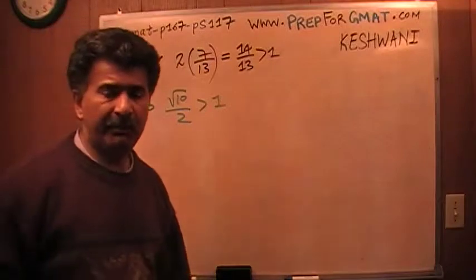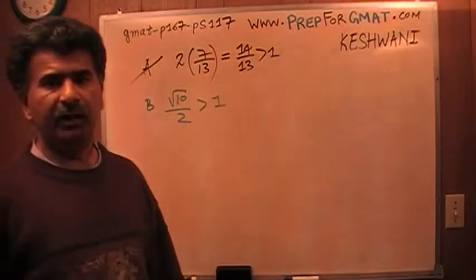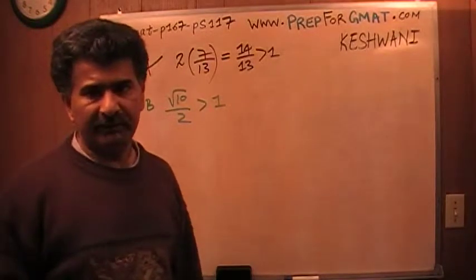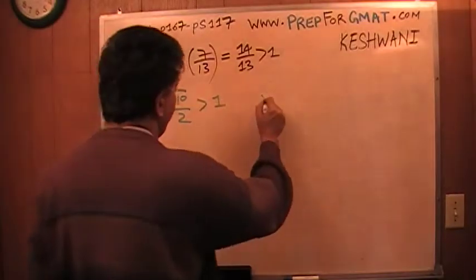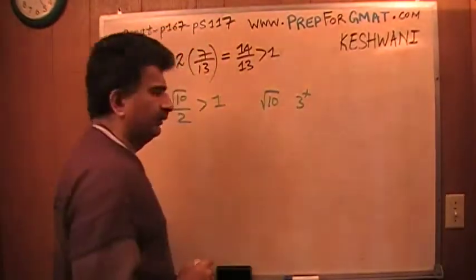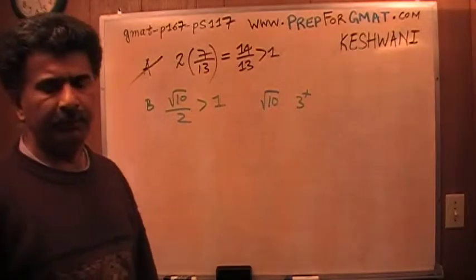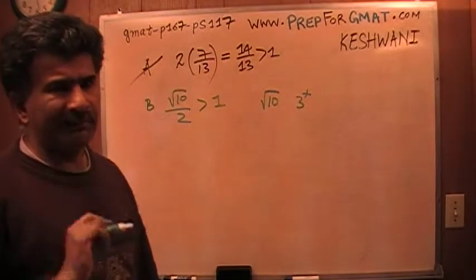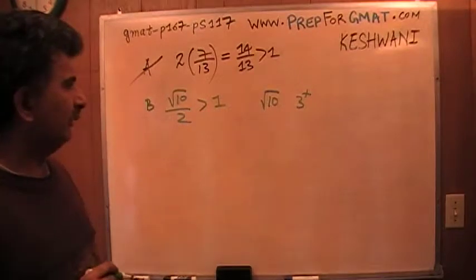If I were taking the exam and for some strange reason in the solution I had to figure out what root 10 is, what would I say to myself? I would simply say, root 10, I don't know what it is, but whatever it is, it's slightly more than 3. That's all you need to do in the exam. You don't have to figure out the exact value of root 10. It's slightly more than 3.